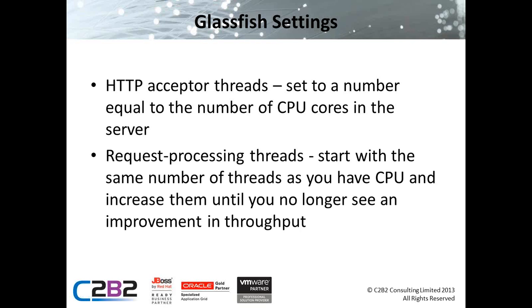And also request processing threads, these handle HTTP requests. And basically here you're trying to find the optimum number, so you want just enough that you're keeping the machine busy, but not so many that they're competing for CPU resources. Because if they do, then your throughput will suffer. So basically we recommend here just start with a particular number of threads, same as you have CPUs, and then increase them until you no longer see any improvement. So this is a case of testing, then going back and changing the values, and then trying different values to see what the optimum are.